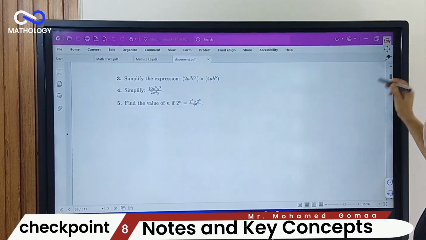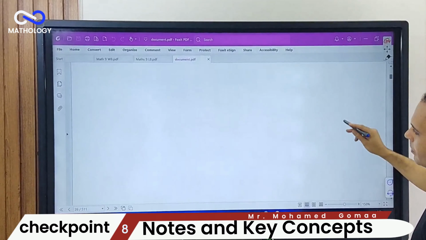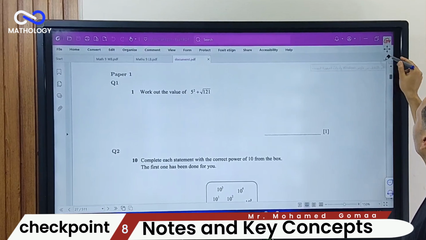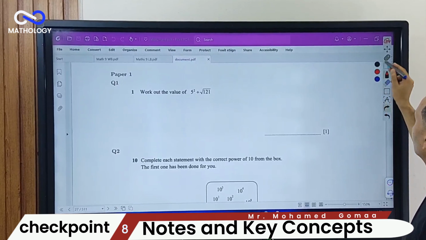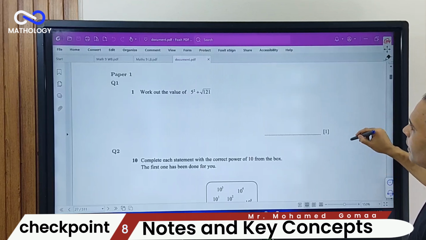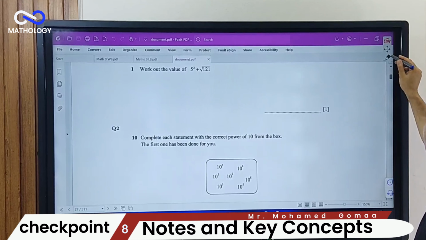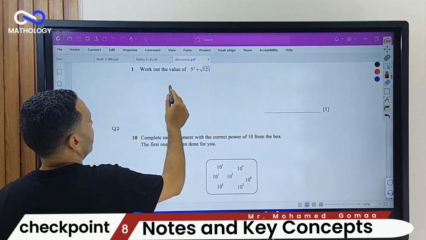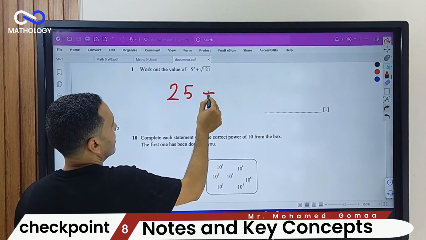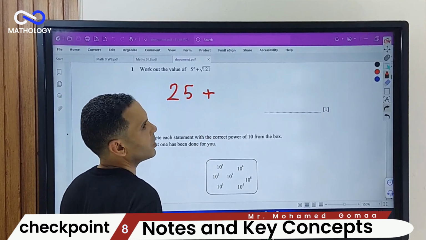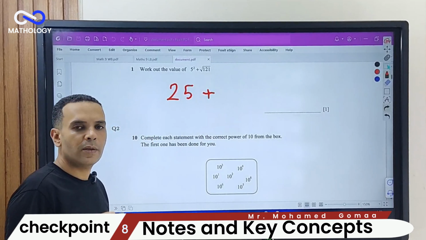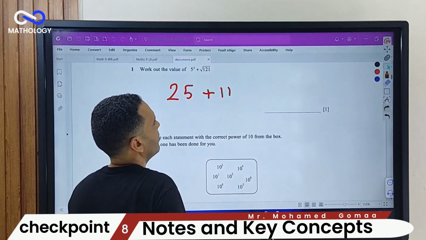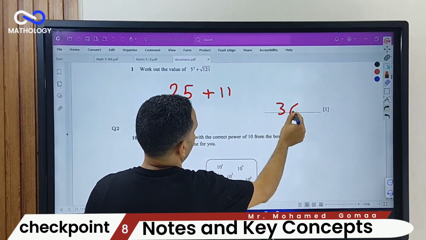Another example. Five power 2 equals 25, plus the square root of 121. 121 is a square number. The square root of 121 equals 11. So it will be 25 plus 11 equals 36.